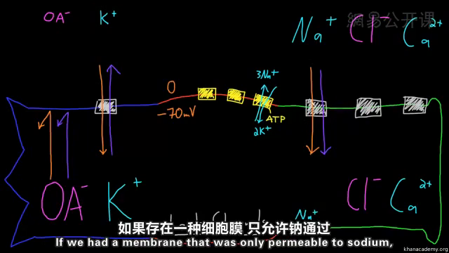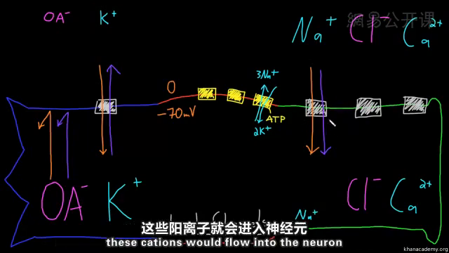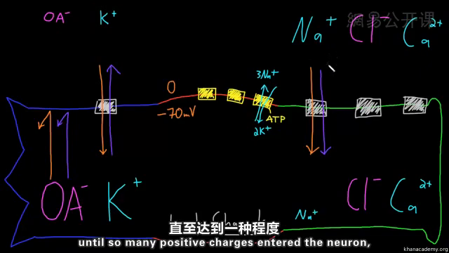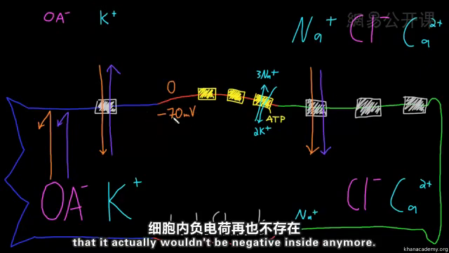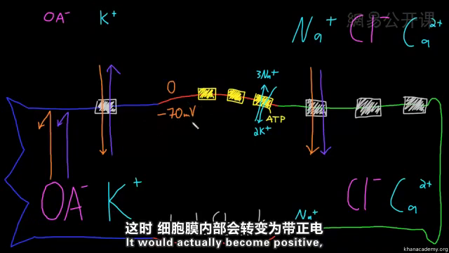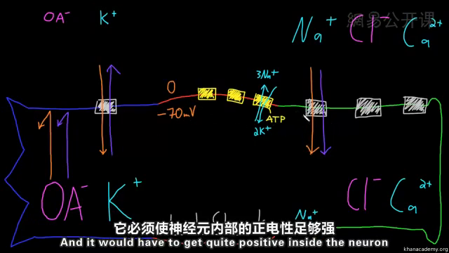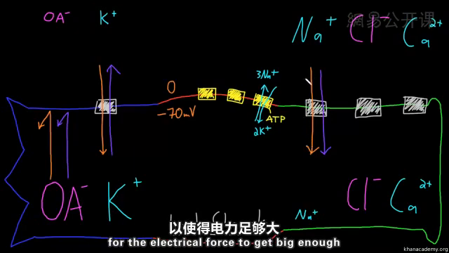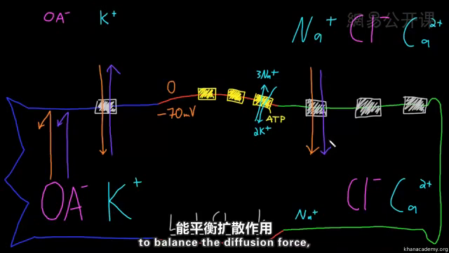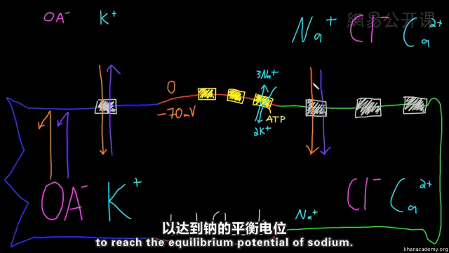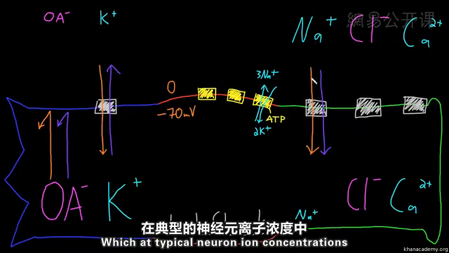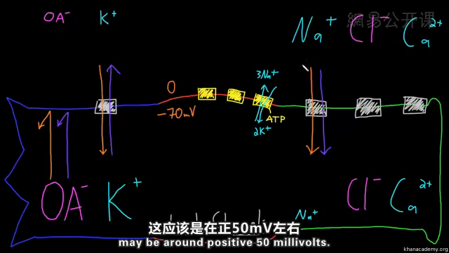If we had a membrane that was only permeable to sodium, these cations would flow into the neuron until so many positive charges entered the neuron that it actually wouldn't be negative inside anymore. It would actually become positive, at which point the electrical force would switch, and it would have to get quite positive inside the neuron for the electrical force to get big enough to balance the diffusion force to reach the equilibrium potential of sodium, which at typical neuron ion concentrations may be around positive 50 millivolts.